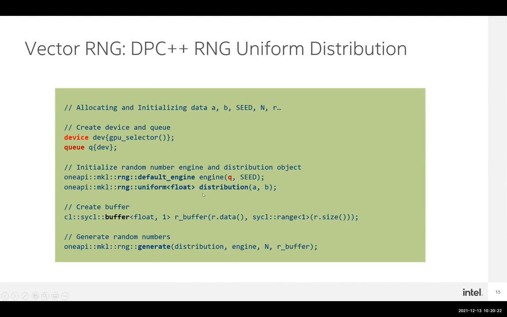As in the previous example, we create a device denoted by dev here, and also a queue. Then we initialize the RNG engine and distribution object, and we create a buffer named R buffer for the random numbers generated by the vector RNG function. And we end with an invocation of the generate function, which fills the buffer with random numbers from the specified engine.